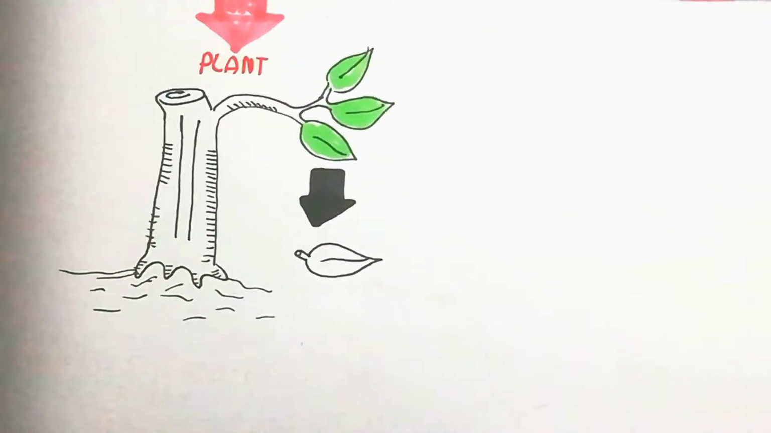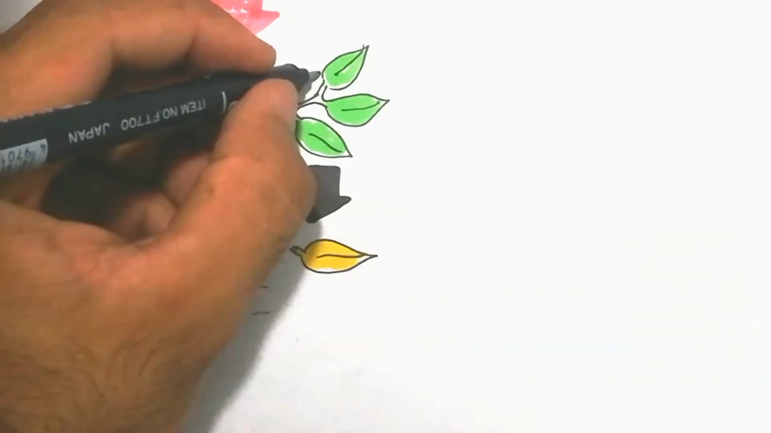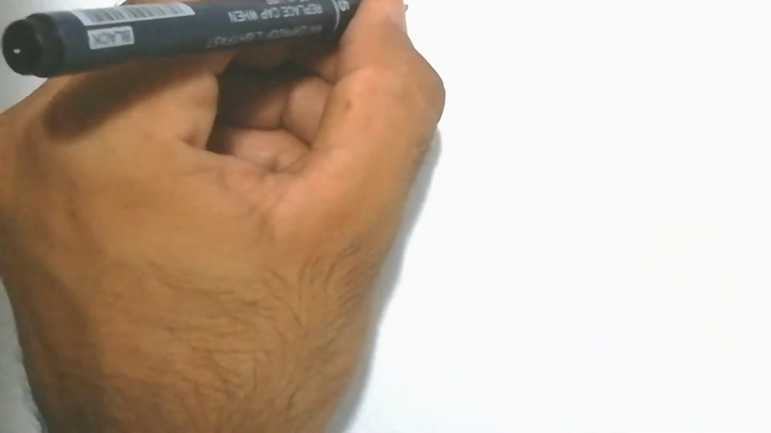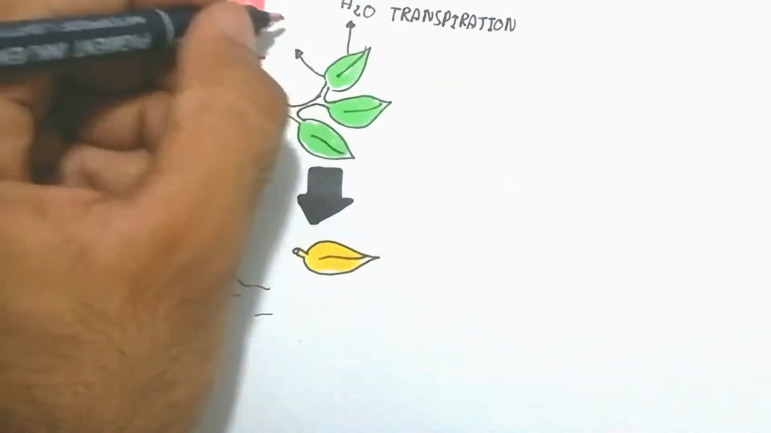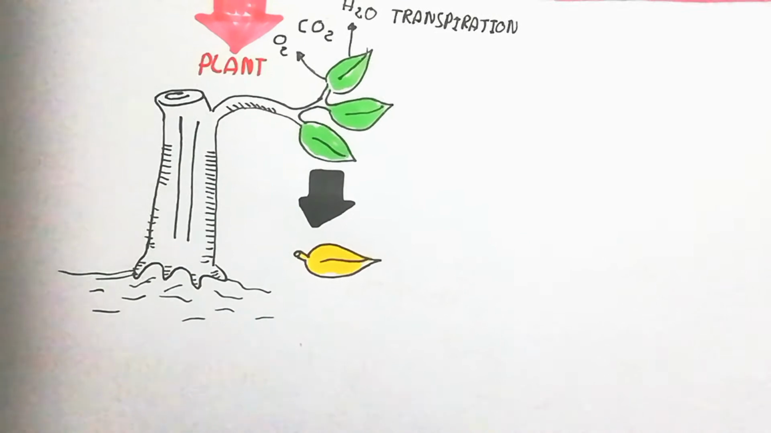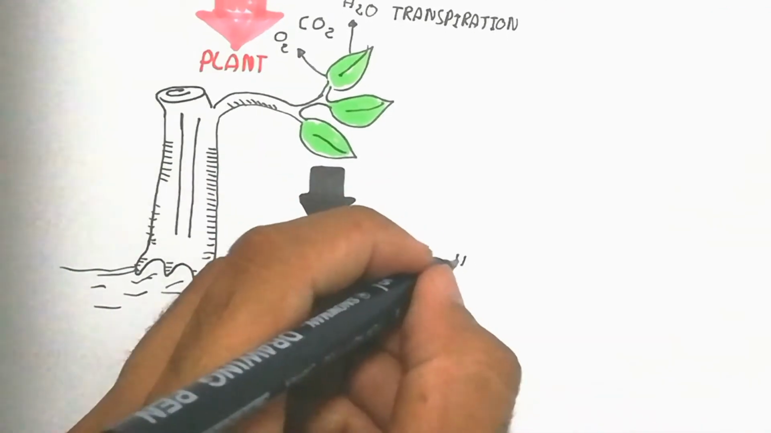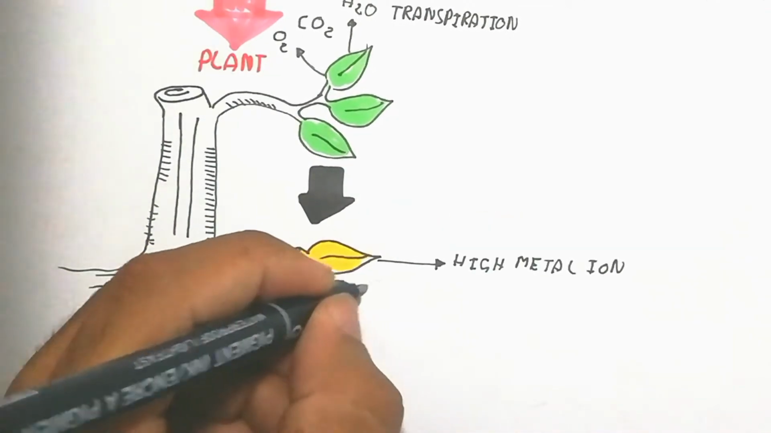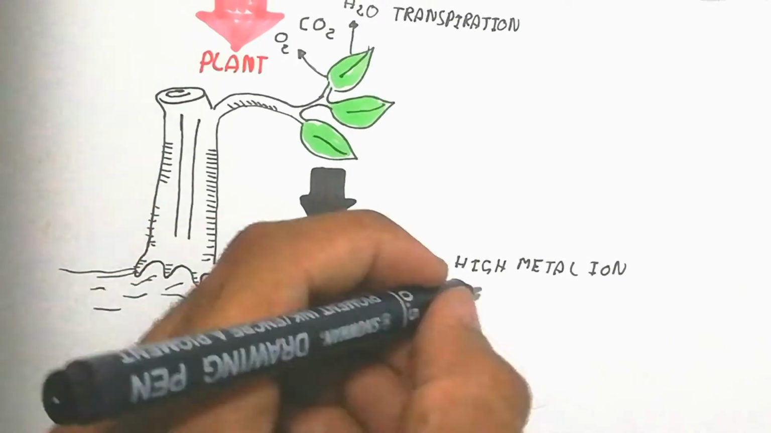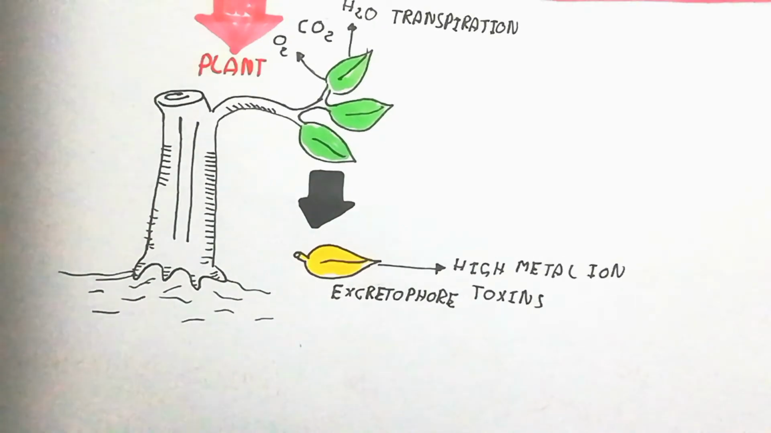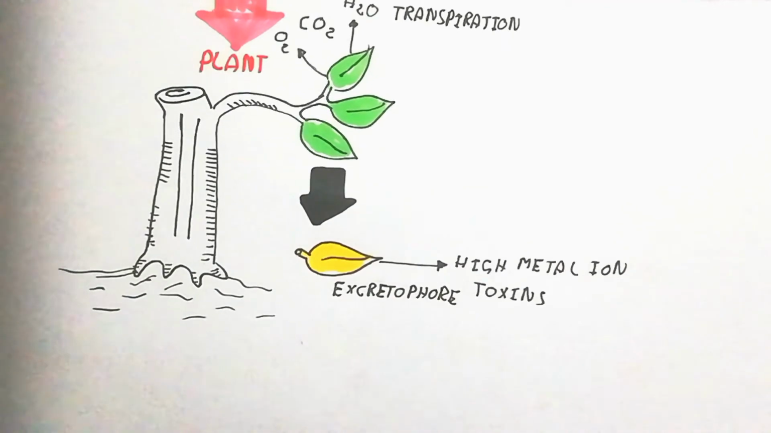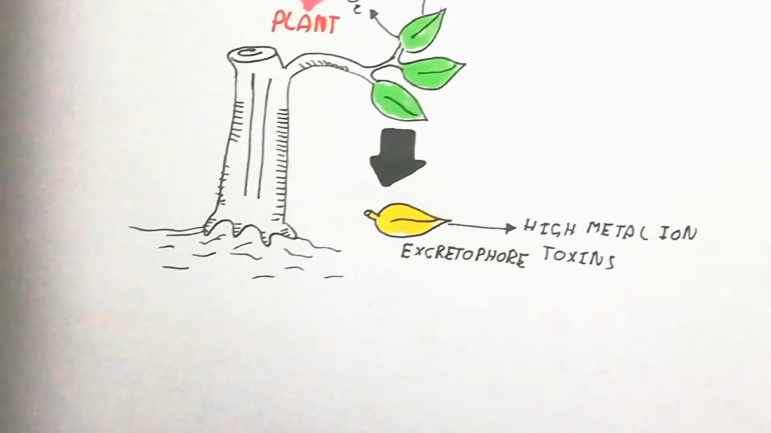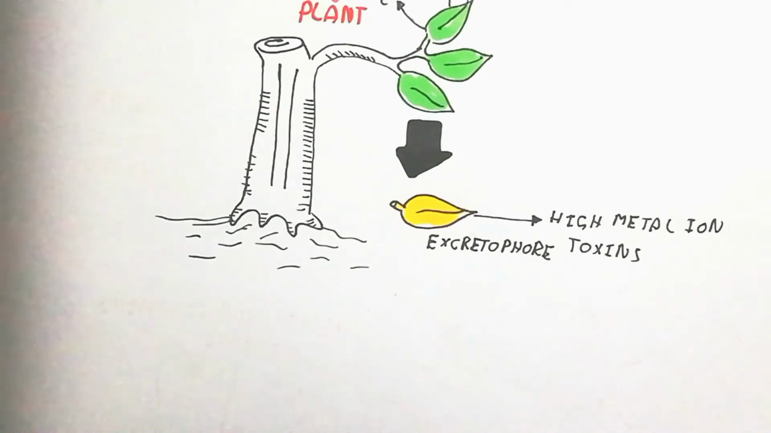So here is the plant. First of all, we will discuss the plant. It removes waste through the leaves, in the form of yellow color, which is known as excretophore. Water and carbon dioxide are released in photosynthesis, basically the metabolism of carbohydrate, which releases carbon dioxide and water in the form of transpiration. The excretophore is the high metal ions, the toxins, which are removed by the falling of the leaf onto the surface of the ground.